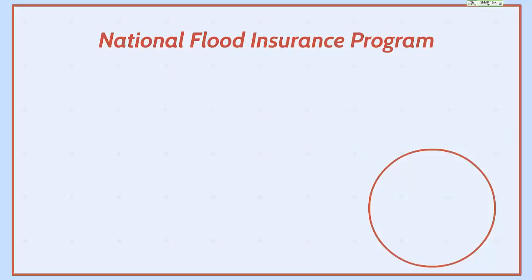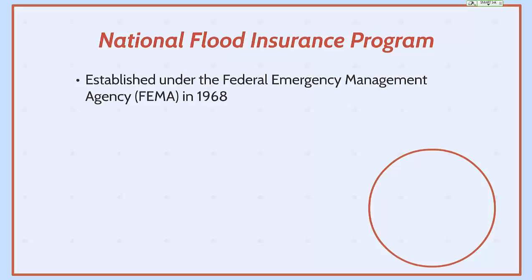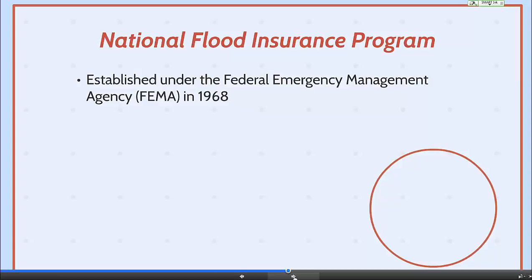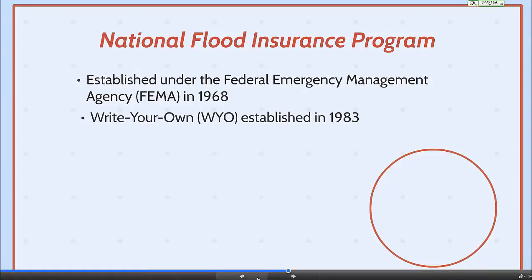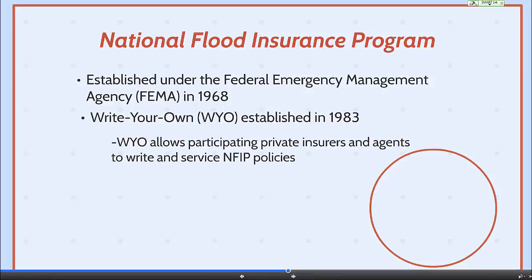Now let's look at the National Flood Insurance Program, which, as I said, is not technically social insurance, but it is a government insurance program. It was established under the Federal Emergency Management Agency in 1968. Then in 1983, the Write Your Own, or WYO program, was established by FEMA. This allows participating private insurers and agents to write and service NFIP policies.